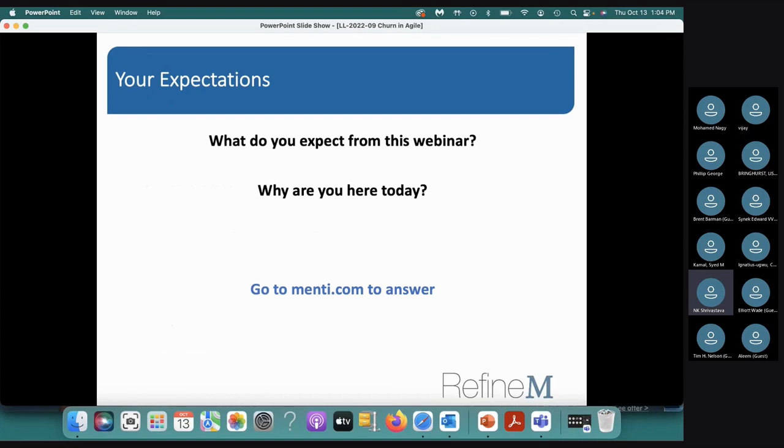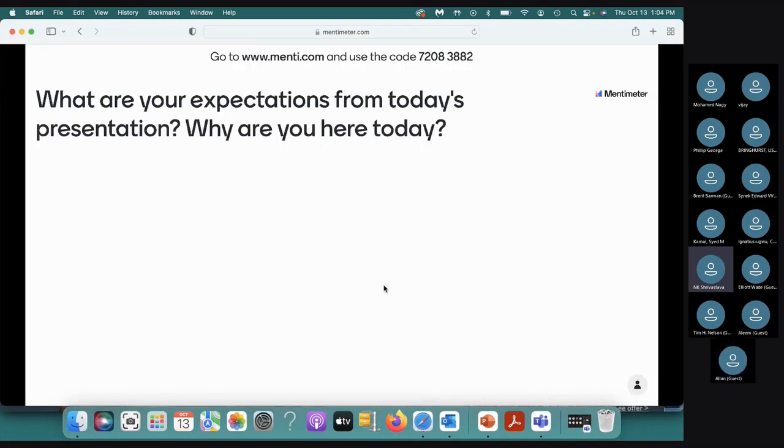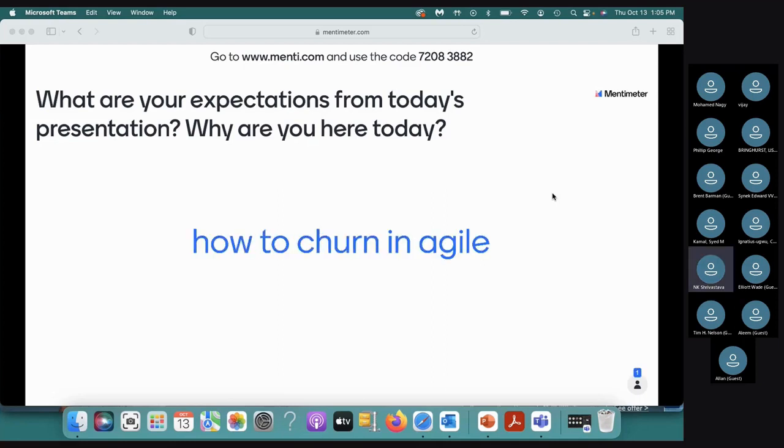So let's start with the expectation setting. Many of you joined my earlier webinars. We use a tool called Menti. So here is how you use this tool. You go to menti.com and use the code that is written here and then type. So what are your expectations from today's presentation? What do you want to learn? Why are you here today? So those are the kind of things I would like to see here, on your phone, tablet, laptop, whatever you have handy and access to the internet.